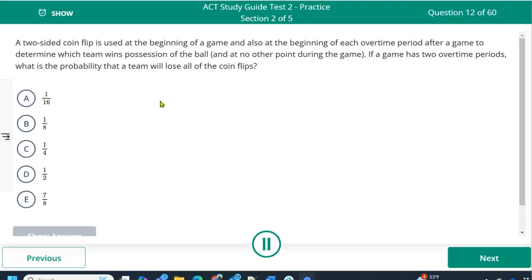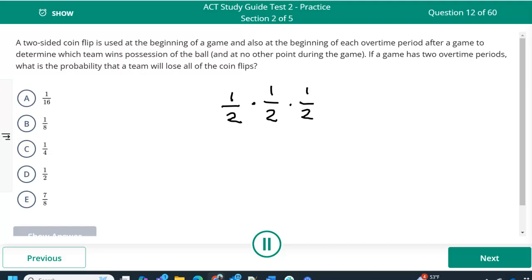Okay, so we've got a coin flip at the beginning of the game. We have 2 overtime periods, so that's 3 coin flips. The odds of winning or losing a coin flip is 1/2. So we're going to lose the first coin flip, we're going to lose the second coin flip, and we're going to lose the third coin flip. So the odds of losing every coin flip is 1/8, which is answer B.